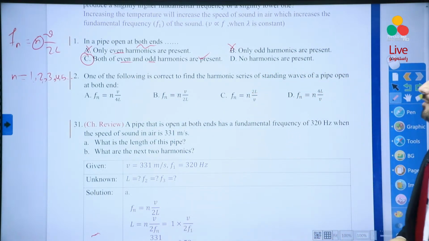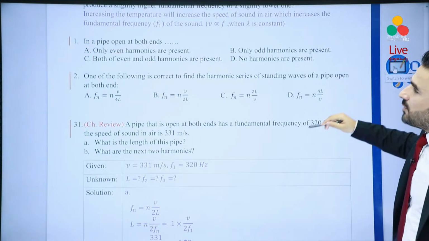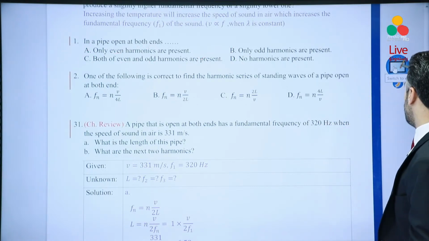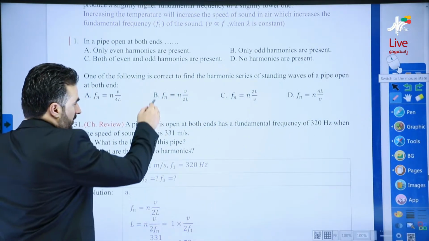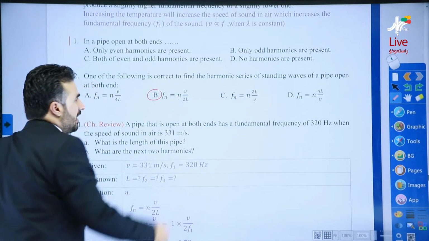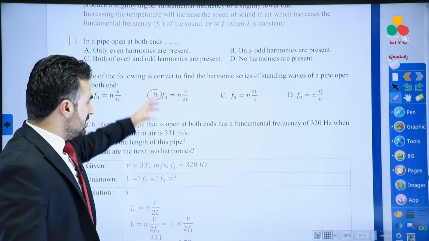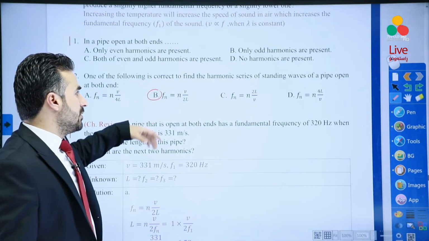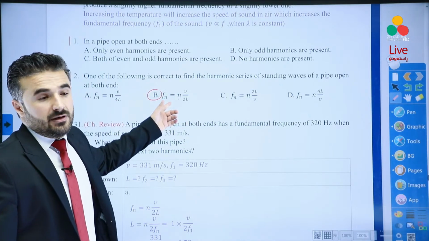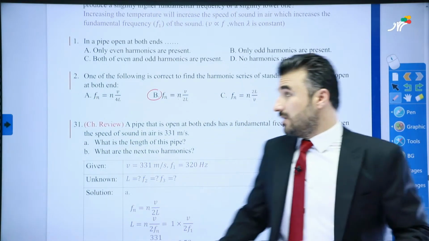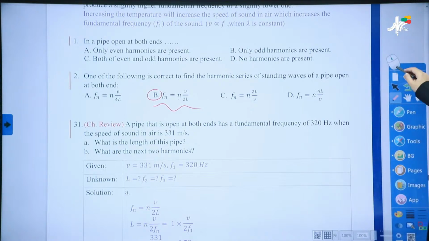It says, one of the following is correct to find the harmonic series of a standing wave of a pipe open at both ends. And of course, we went through the equation. Which one is correct here? We said Fn equals n times V over 2L. That is the same thing for a string, by the way. A standing wave on a vibrating string and a standing wave in an air column open at both ends would have the same equation in terms of harmonic series, by the way.